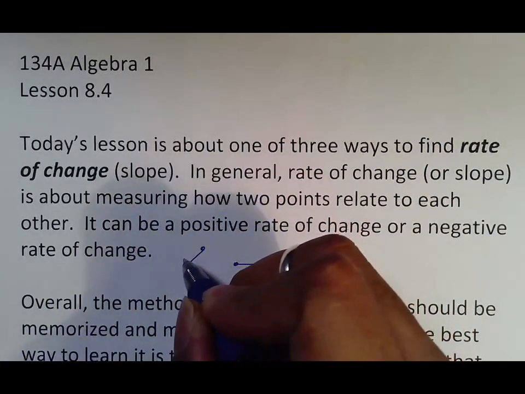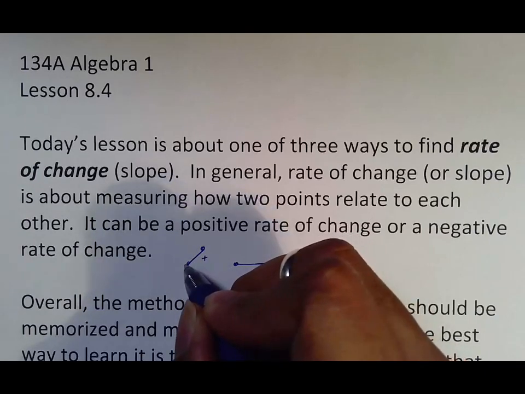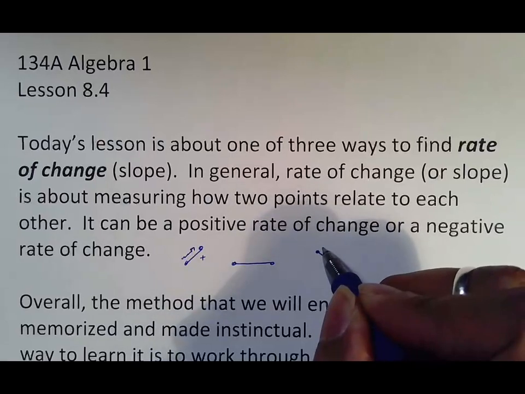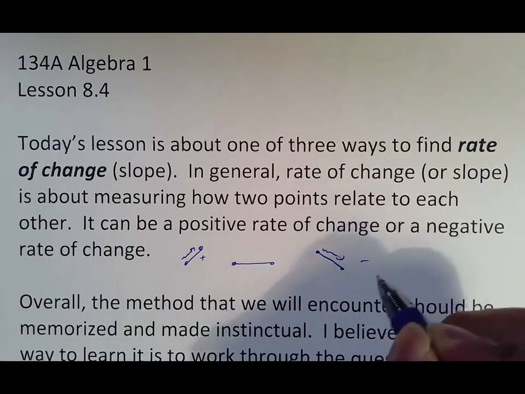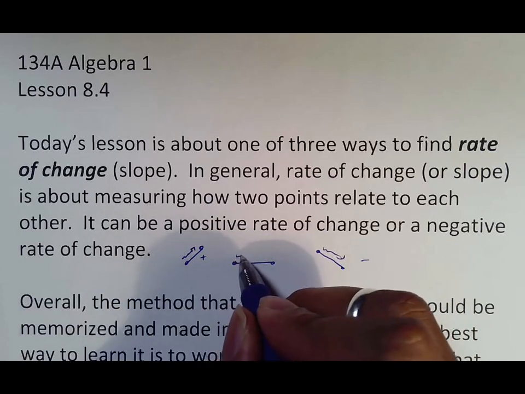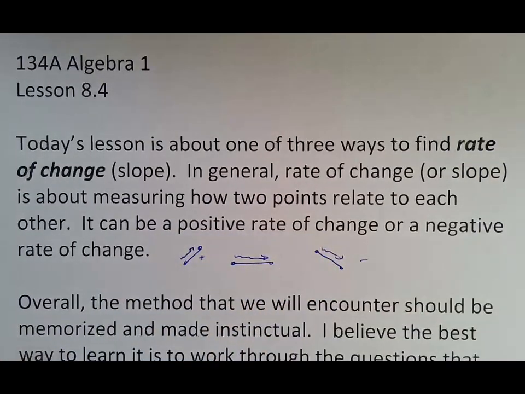If you have points like this, this is a positive slope because if you wrote your name on it, it would be going in an upward direction. This would be a negative slope because if you wrote your name on it, it'd be going in a negative direction. And this would be zero slope, assuming that was flat, because if you wrote your name on it, it would be going straight across.